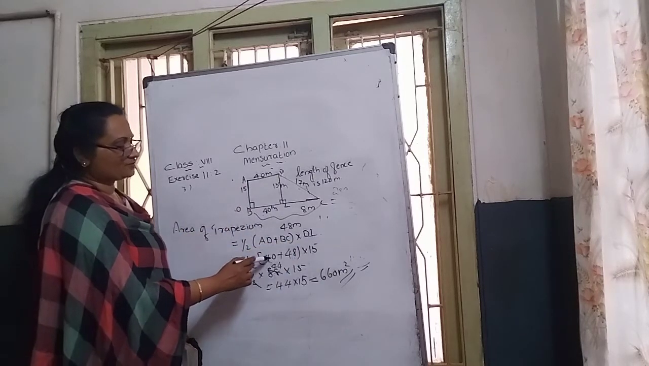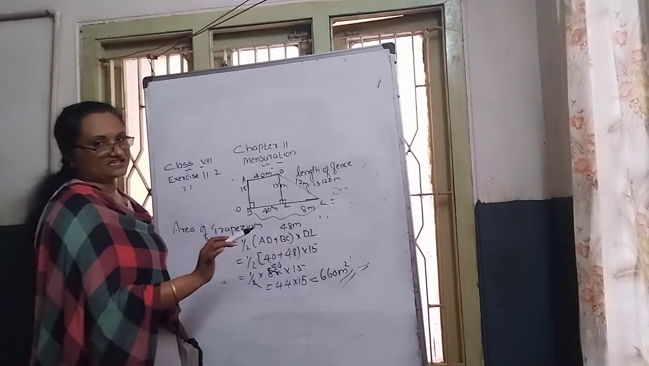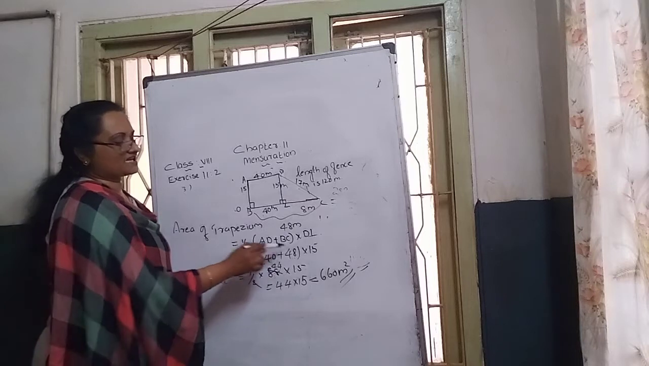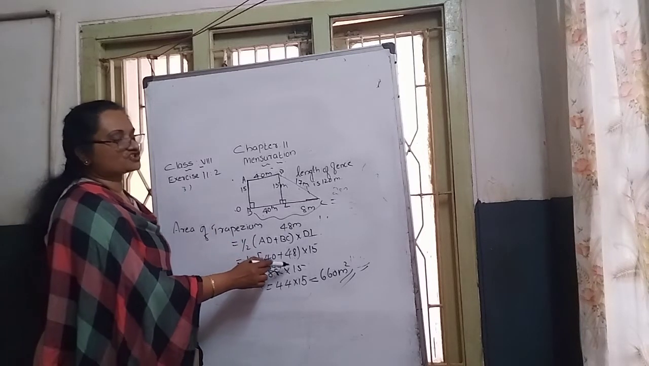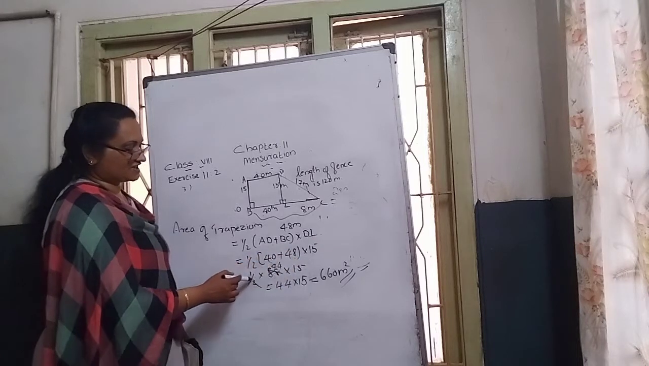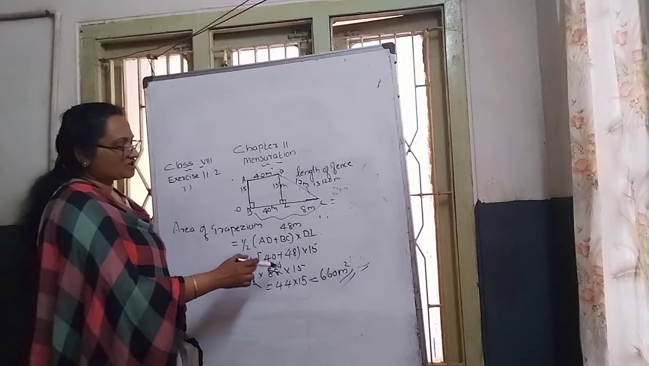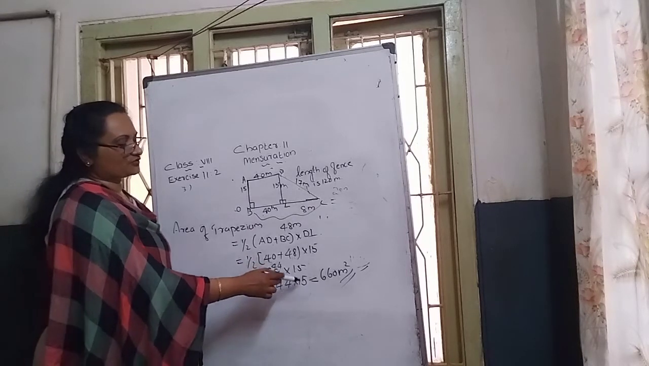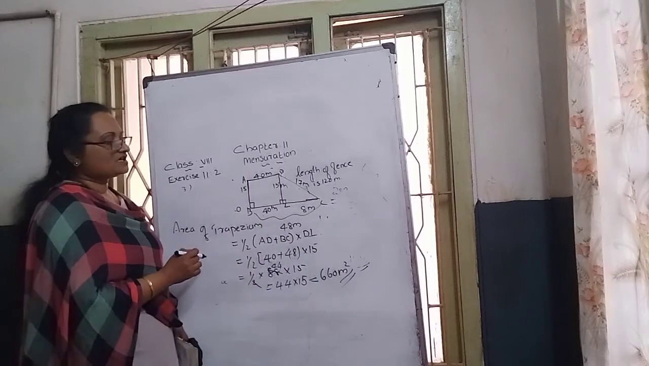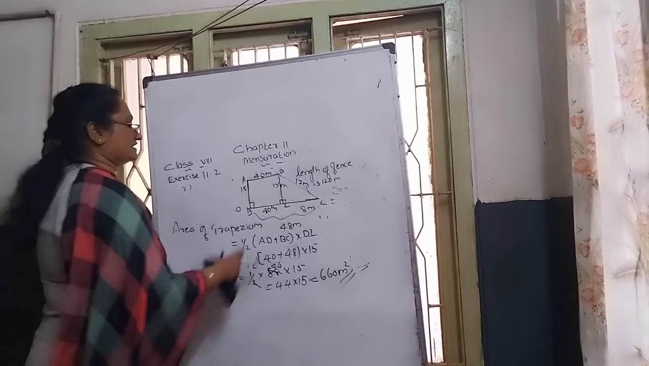Then half into 40 plus 48, adding inside the bracket. Here 15 and 2 cancellation is not possible, leave it. Inside the bracket give preference: 40 plus 48 becomes 88, into 15 outside. Again now 2 and 88 cancel. 2 times 44 is 88. Then the remaining numbers cancelled, denominator 1 only. 44 into 15 becomes how much? 660 meter square is this question's answer.